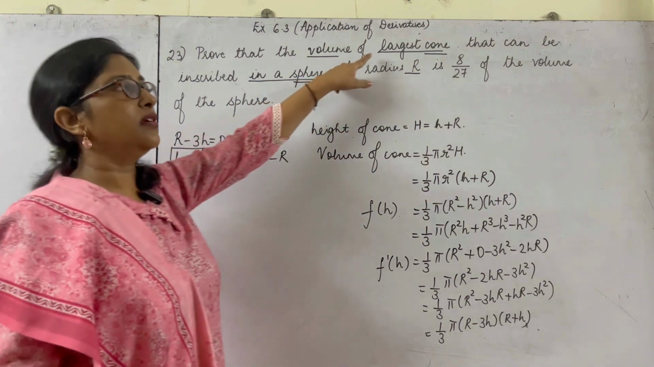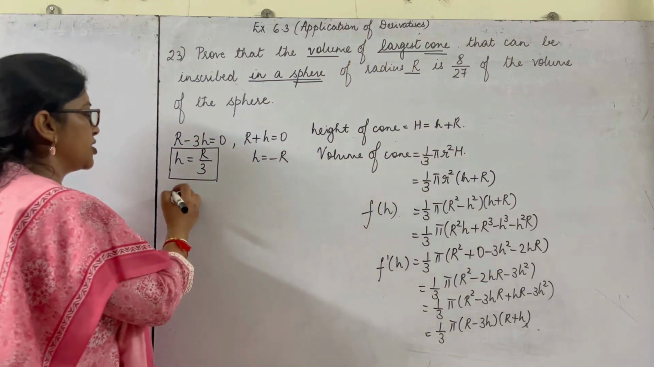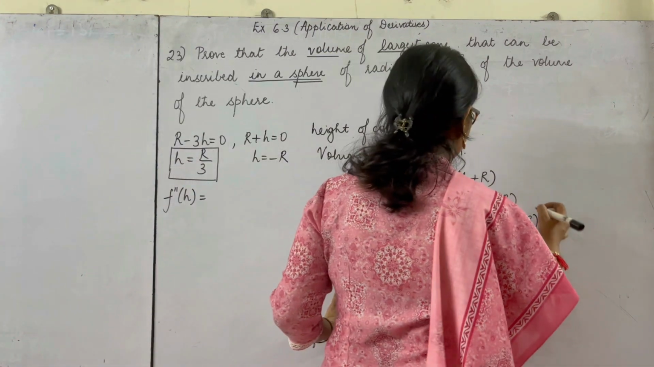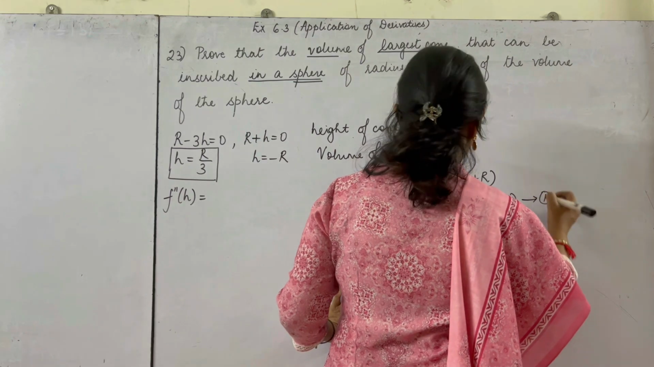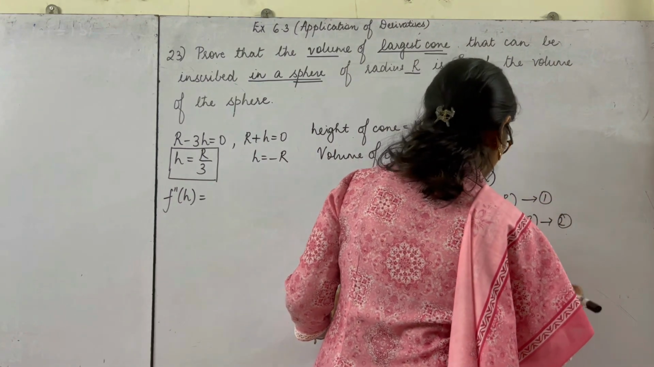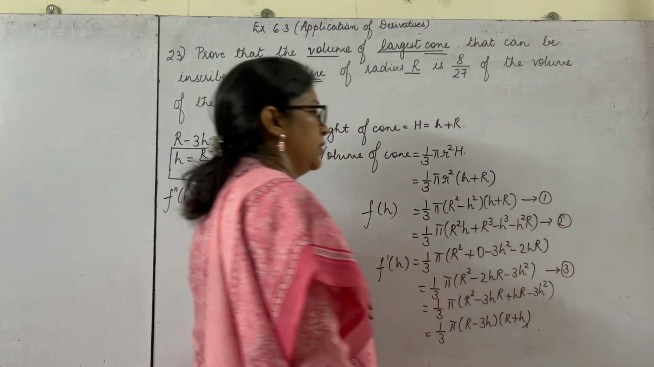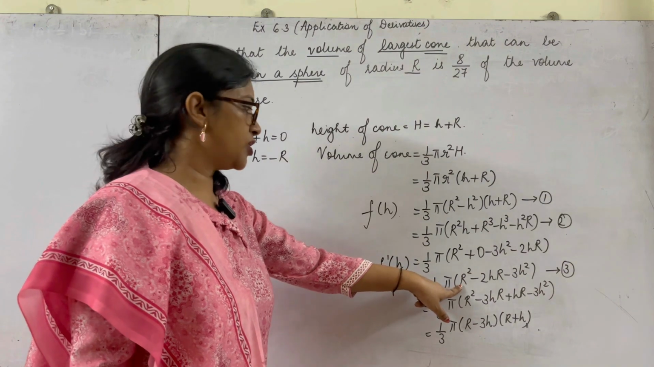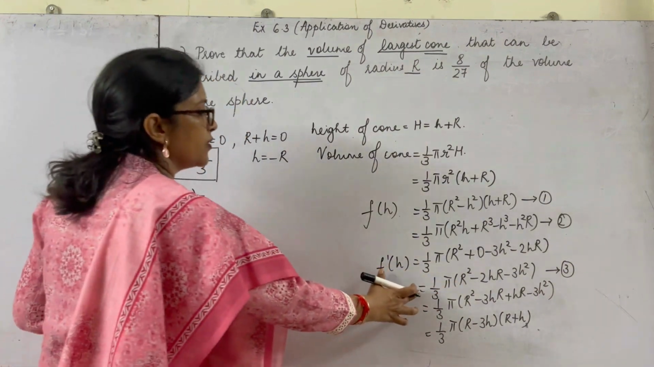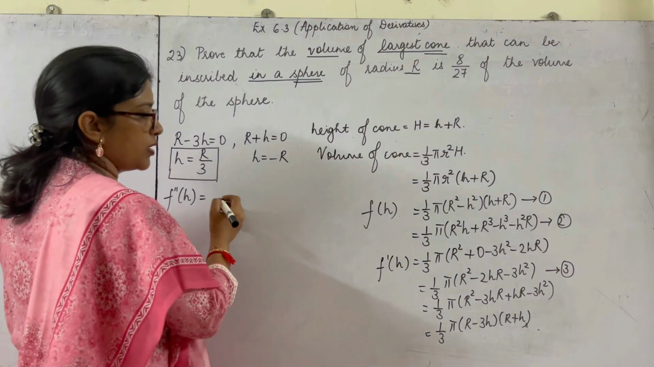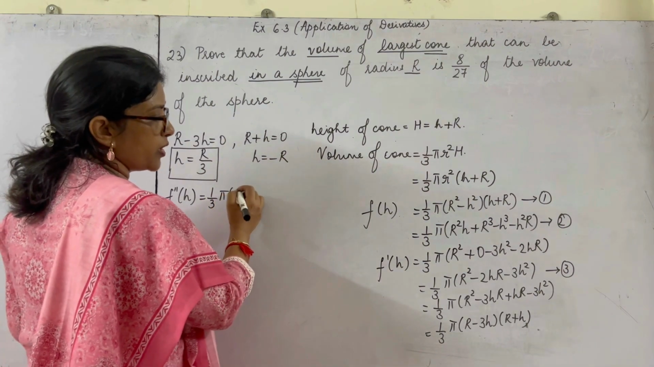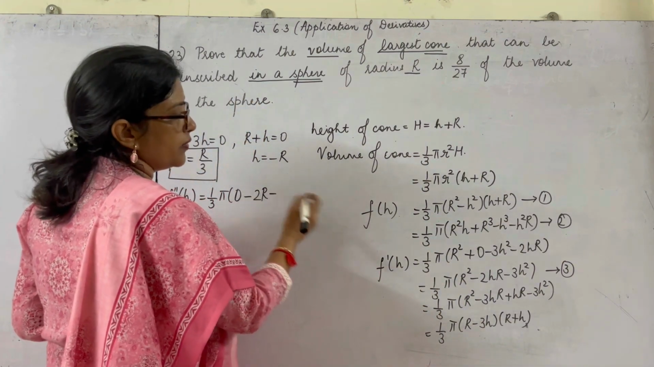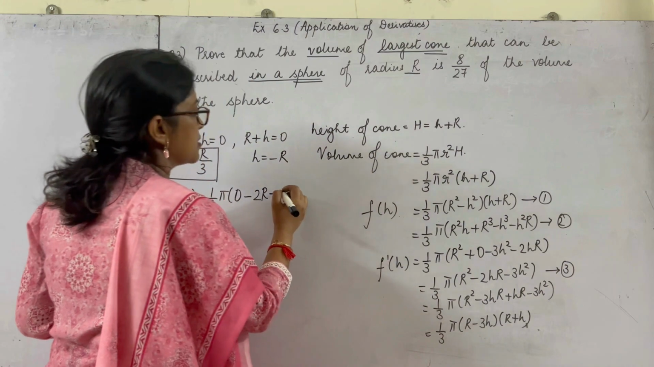But we are looking for the largest cone, so we also have to find f double dash h. We should actually be numbering the equations to make our work easier. This is f dash h, which we have factorized further, so we will differentiate this one. You can differentiate any, but this one will be the easiest. So I'm going with the third equation. Differentiate with respect to h. So R square is constant. 2R, derivative of h is 1 and h square is 2h.